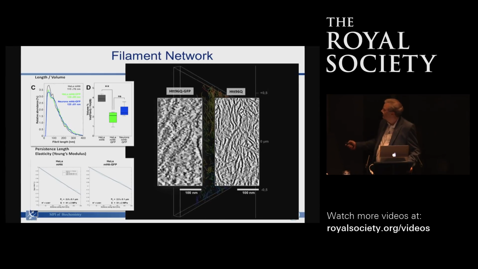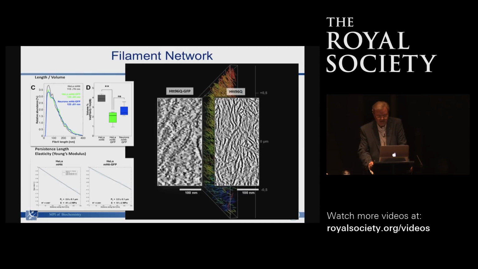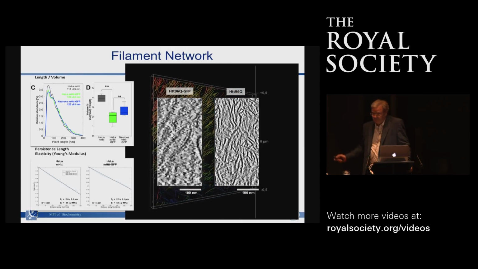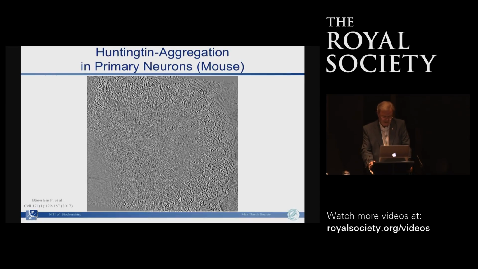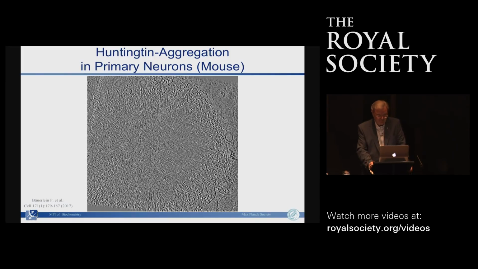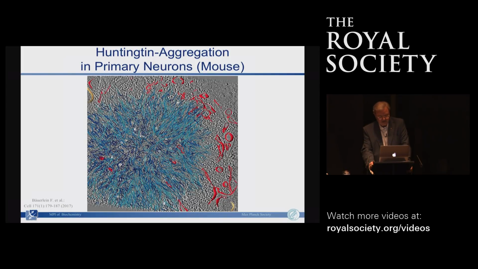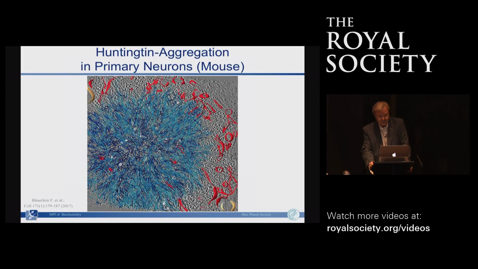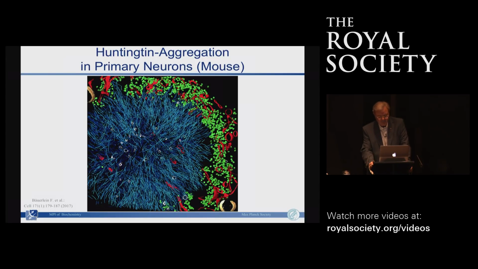That is a Huntingtin fibril decorated, as a matter of fact, and you see the particles with GFP. On the right-hand side, you see the untagged Huntingtin fibril. So the density is different. In terms of stiffness, it's the same. Now, this is a Huntingtin aggregate in a primary mouse neuron here. So again, this is the raw data. That is the segmentation. The same architecture, essentially, of the aggregate of the fibrils.